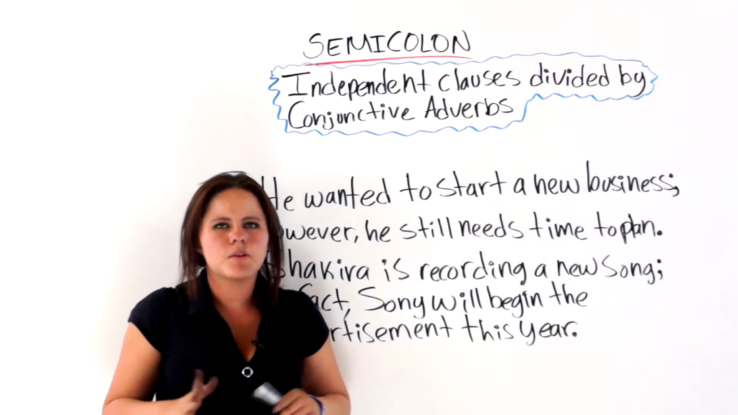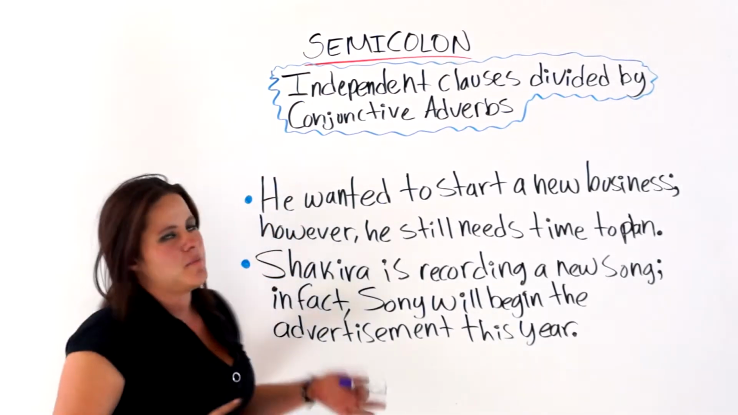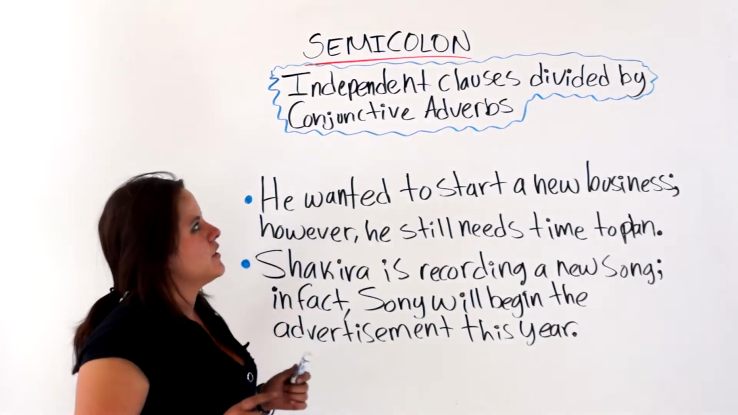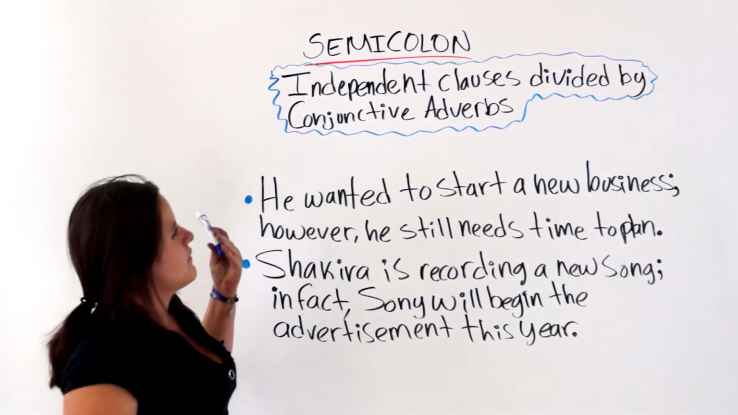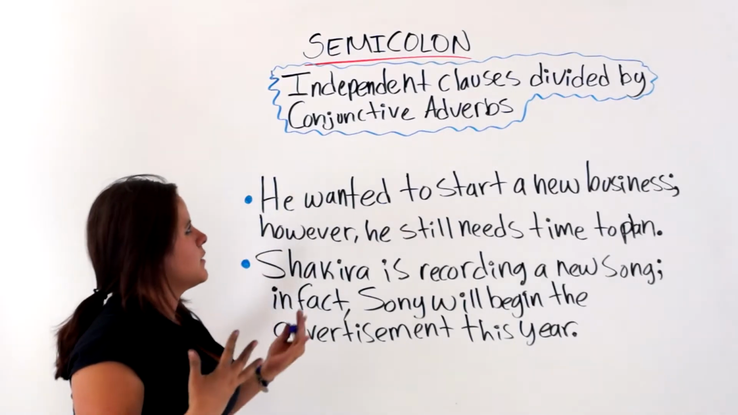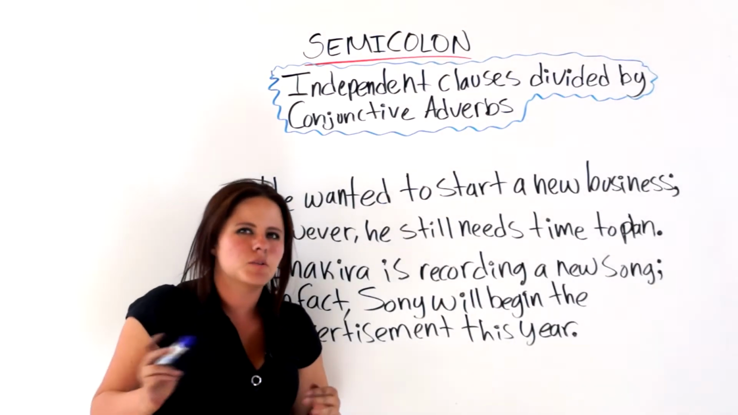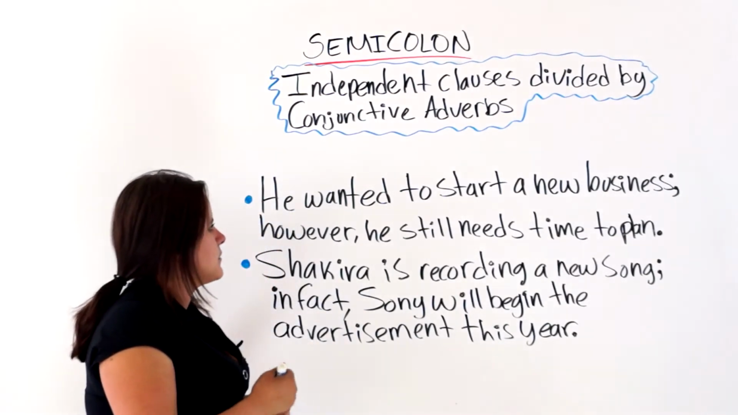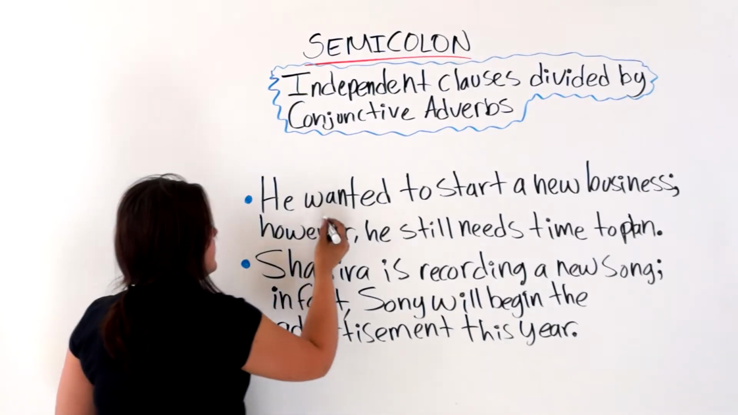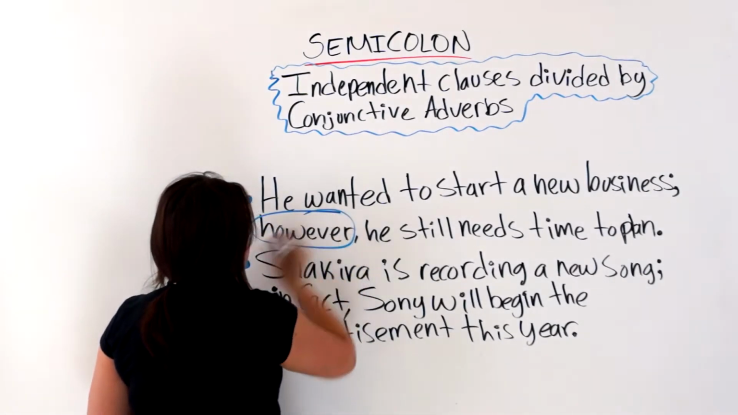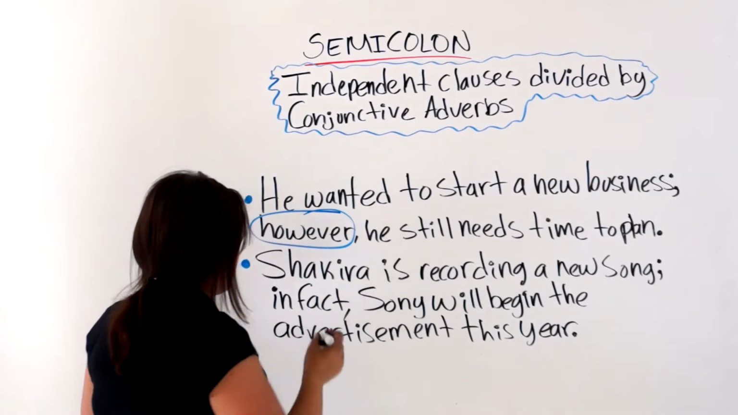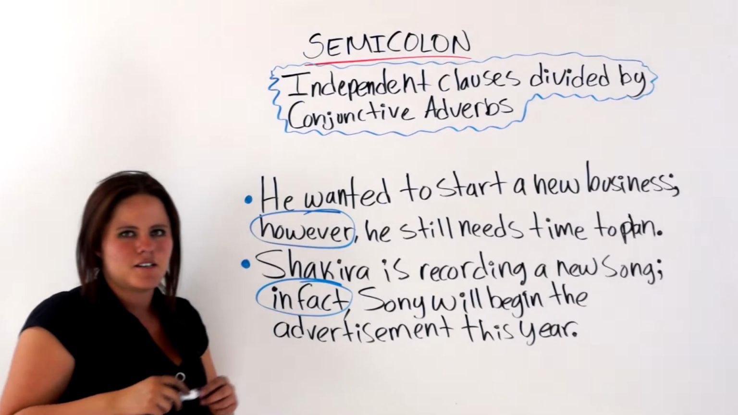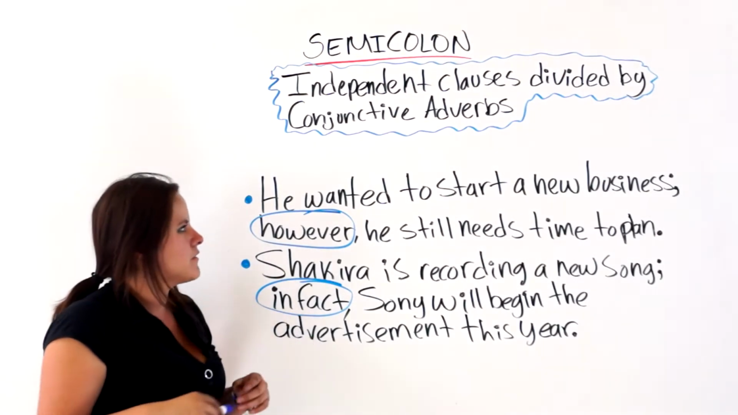In today's lesson I will be talking to you about the semicolon. One of the uses is to join two independent clauses. When you have two independent clauses divided by conjunctive adverbs, you will need to add a semicolon. What is a conjunctive adverb? It is something that interrupts the flow of a sentence. In fact, however, nevertheless. So those are conjunctive adverbs.